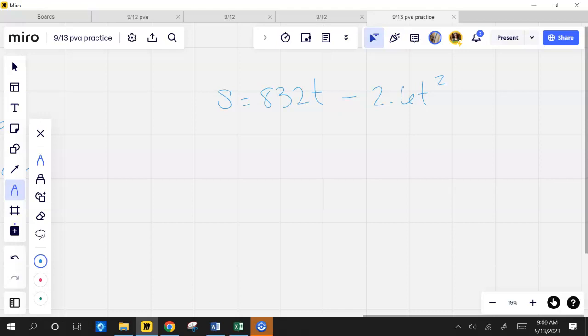All right, this is 16. A bullet fired straight up from the moon's surface would reach a height of this. So again, this is a parabola. Okay, but look, this has got two different things. This is moon, Earth.